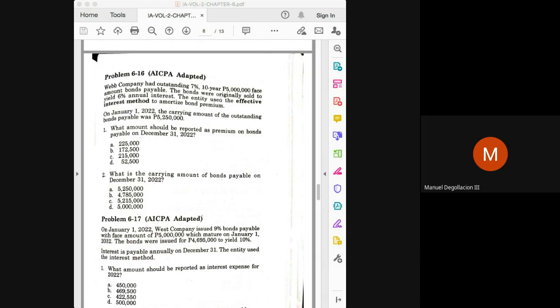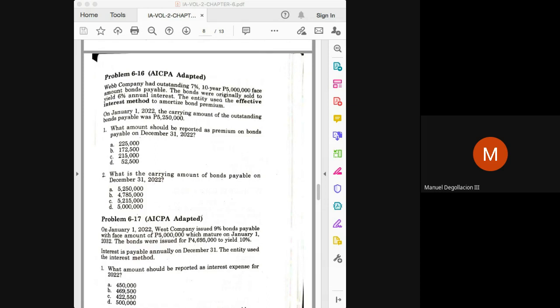So that would be 5 million plus 177,900. Now we forgot to use our alternative solution. What was our alternative solution for the computation of the carrying amount? It is the previous carrying amount minus the amortization for the year. How much was the previous carrying amount? It was 5,215,000. And how much was the amortization on the premium this year? It is 37.1, and we will still arrive at 5,177,900.